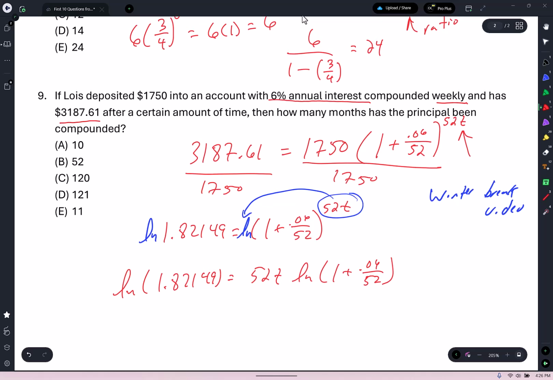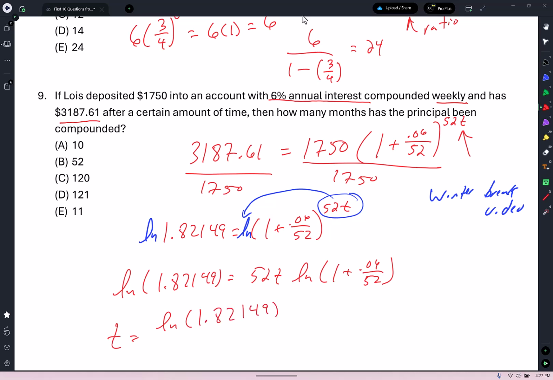So to get t by itself, this is all a product: 52 times ln of that. So you're going to divide by 52 ln of whatever this is. So t equals, so this one first. And don't round, guys. Use whatever you have in the calculator. I'll show you right now. Divided by 52 ln 1 plus 0.06 over 52.